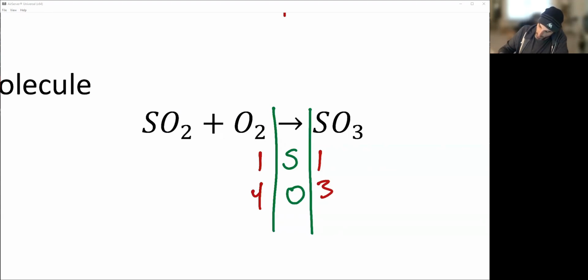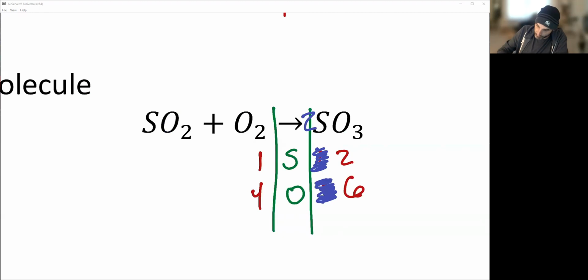So let's throw a 2 in front of the SO3. That means this changes both. So I'm going to erase those. Now I have 2 sulfurs and I have 6 oxygens. Okay, well, that's not really helpful. Now I've changed both, but you get there slowly just by changing these things one at a time. So I have the 2 in front of the SO3.